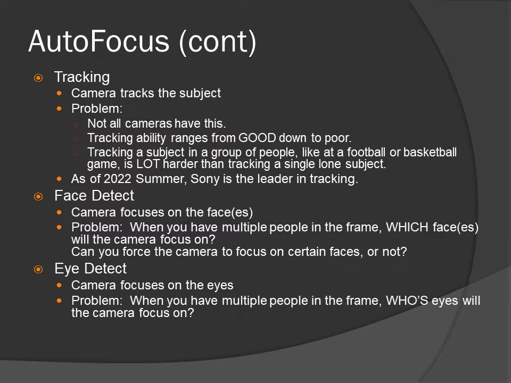Continuing, tracking. Camera tracks the subject. Problem, not all cameras have tracking. Tracking ability ranges from good all the way down to poor. Tracking a subject in a group of people, like at a football or basketball game, is a lot harder than tracking a single lone subject. As of 2022 summer, Sony is the leader in tracking.